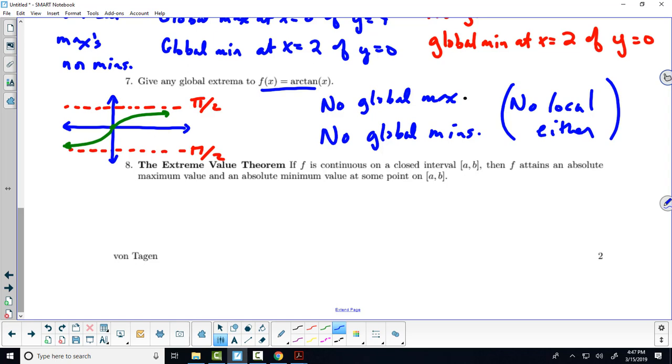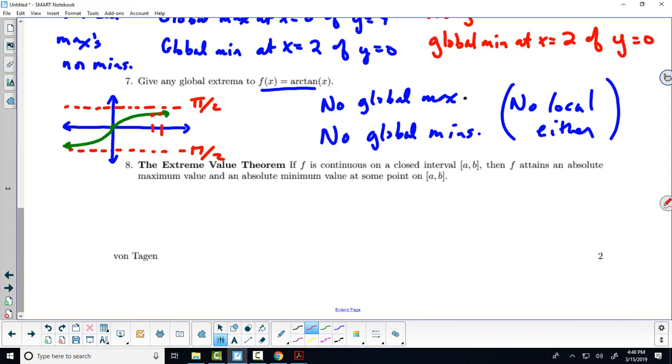Okay, so let's just clarify. Again, pick any x value on here. If I picked that x value and claimed that that was a global maximum, well, what could I do? I could just simply pick an x value further to the right and find a y value that was slightly higher. I can do that everywhere, and so there are no global maximums. The same argument holds for the global minimums.